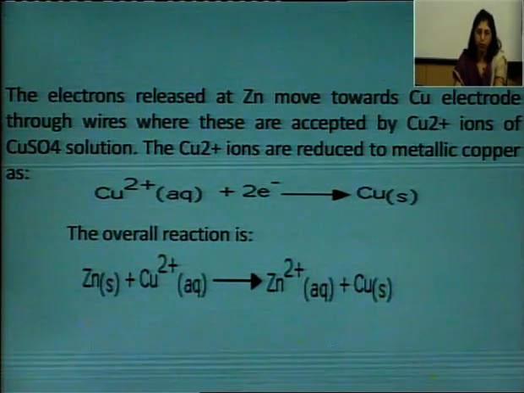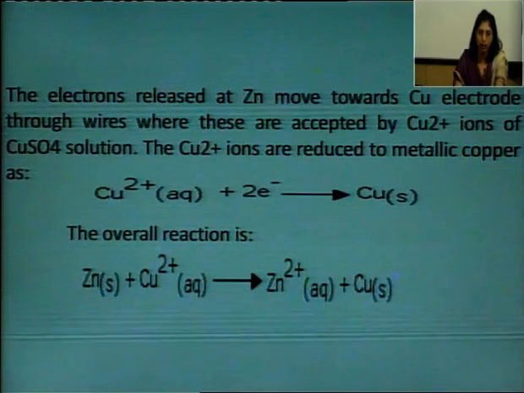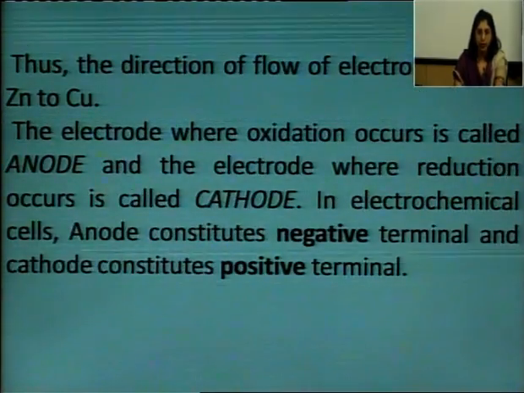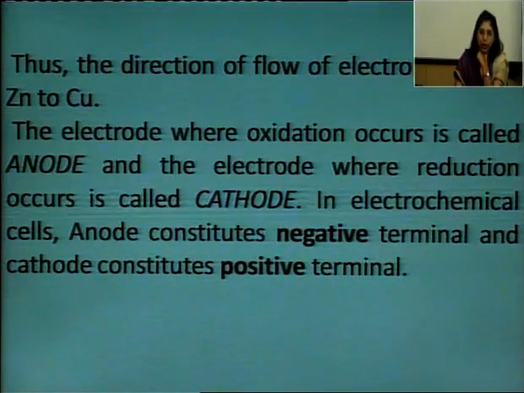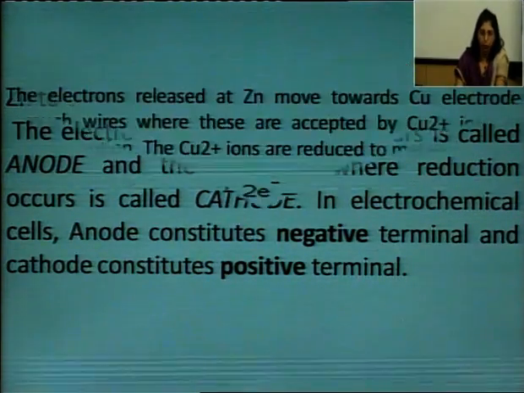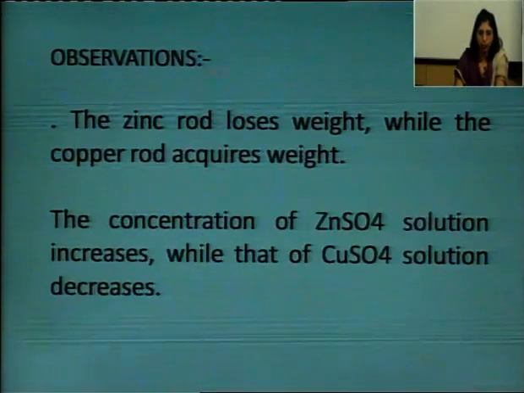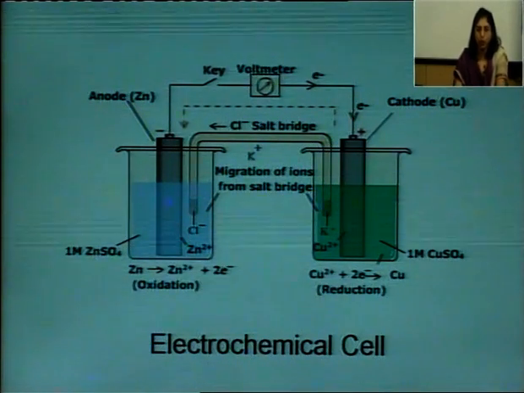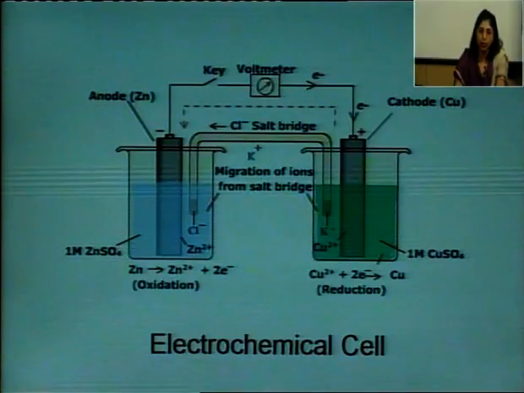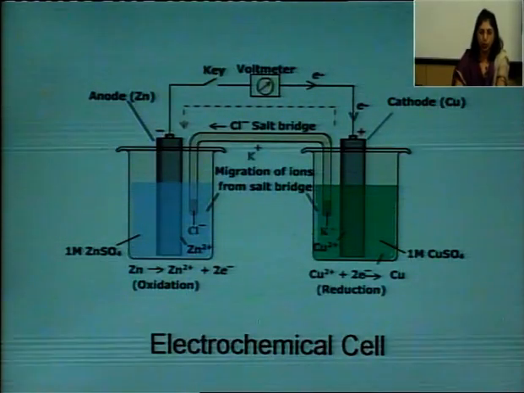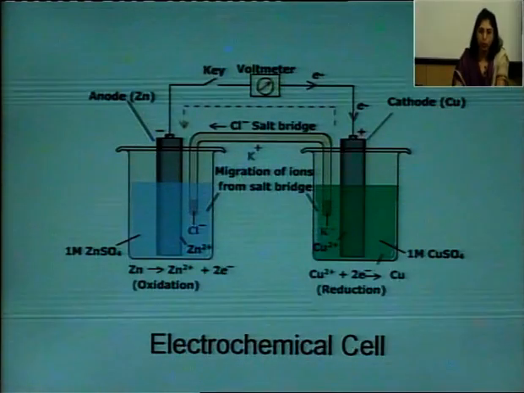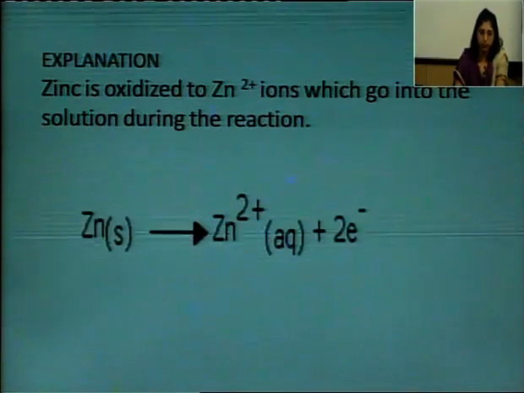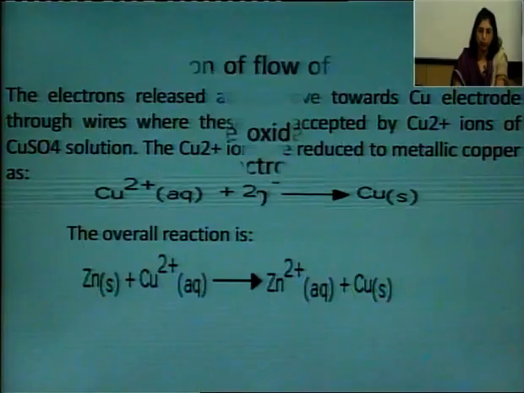The overall reaction can be written again as we have written in the case of direct redox reactions, and this is the same reaction. Thus, the direction of flow of electrons is from zinc to copper. Here you can also see in this diagram that electrons are flowing from the zinc side to the copper side, and the direction of conventional current will be reverse, that is, from copper to zinc. So, that is why current will flow.